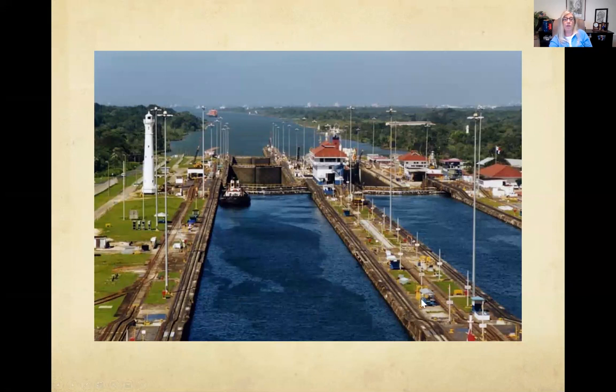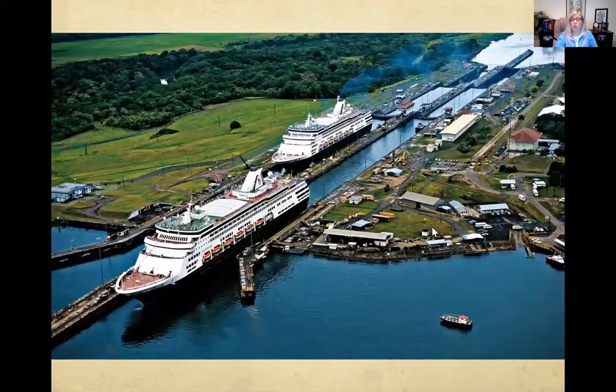All right, here's what the canal looks like today. So here are the locks that we're talking about. The ships come in and they charge different rates to go through the Panama Canal depending on the type of ship. If it's a passenger ship, they're going to charge a whole lot of money to go through there. If it's an oil tanker or something like that. And the US had control of who had access to the canal for a long time.